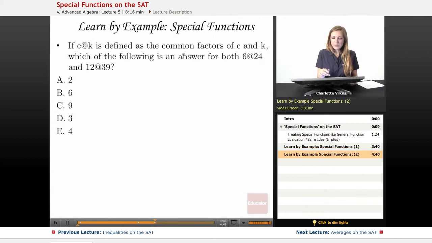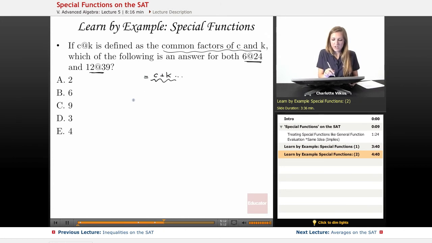So this one's a little bit more involved. C of k is defined as the common factors of C and k. And then I'm looking for an answer that satisfies both of these two. So occasionally they give us things like this, where it's defined not as an actual equals to some function of C and k, C plus k, etc.